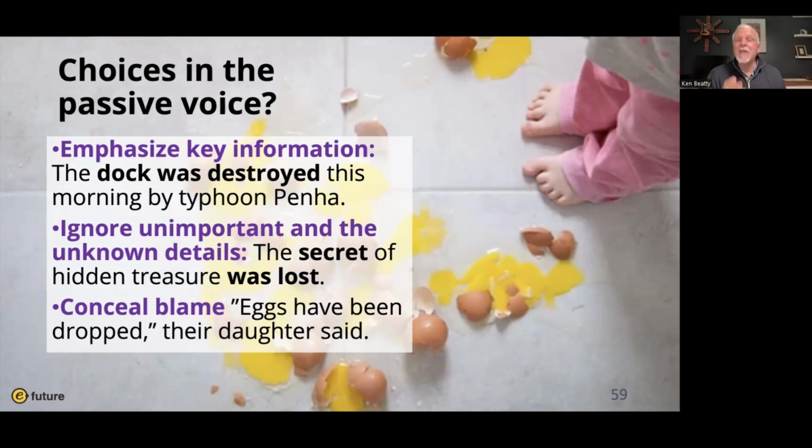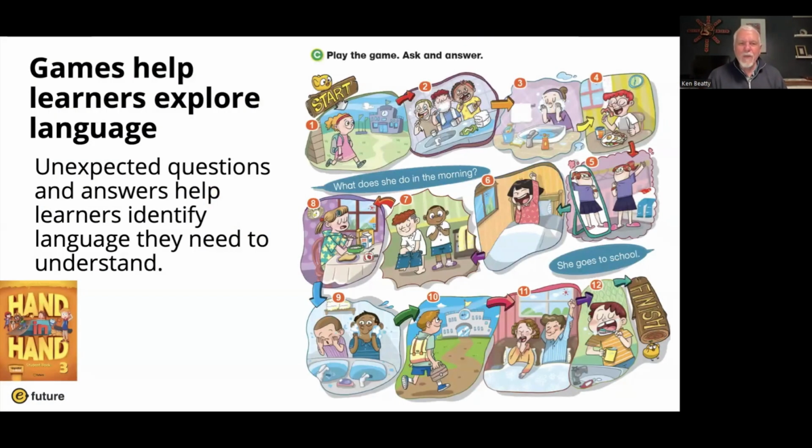And a third one is we conceal blame. Eggs have been dropped, their daughter said. Okay, you can guess who dropped the eggs, right? So in this case, again, mistakes have been made, and it really conceals blame. So again, I can't say this enough: it's a toolbox for expressing different kinds of ideas in different ways, and it's a set of choices that you make.